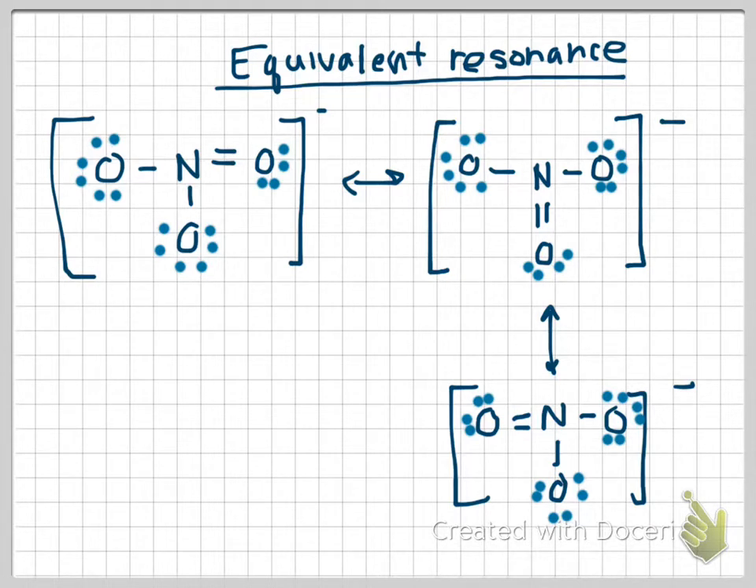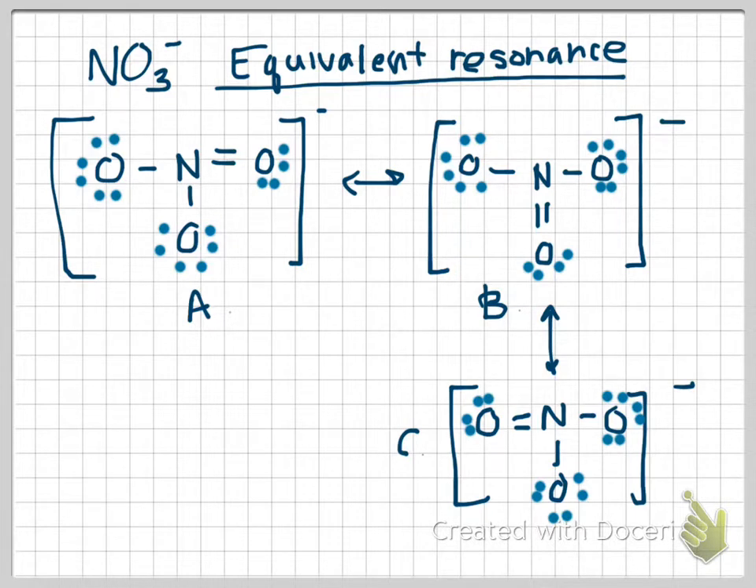So an example would be the NO3 or nitrate ion. I can draw three different resonance structures. We can call them A, B, and C. And the only difference between these three structures is where I'm placing the double bond.